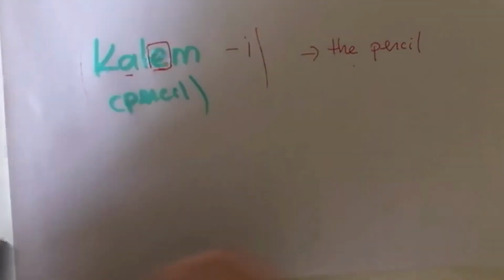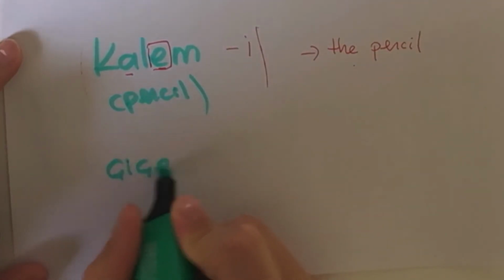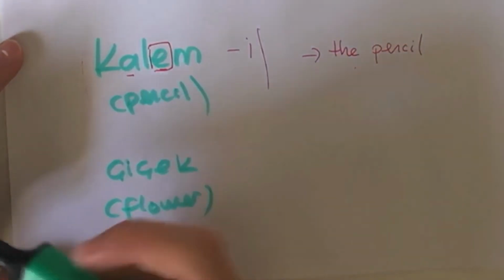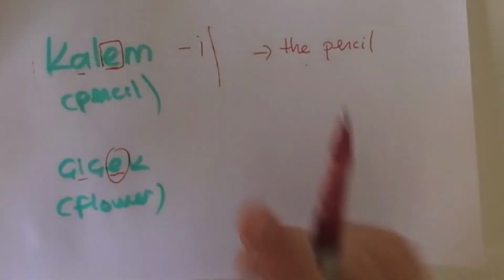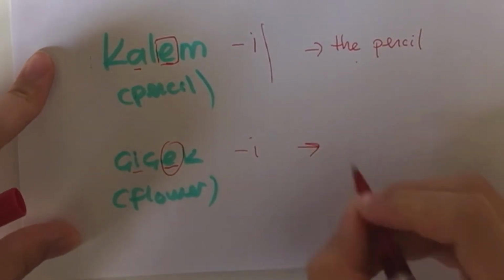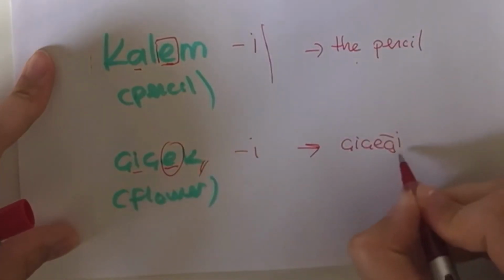Now I'm going to give an example that's a bit complicated, but don't worry. Çiçek. It means flower. So I check the final vowel. There are again two vowels and here is E. I go to E and I find an İ here. This is going to be confusing. So I put an İ here and it becomes çiçeği. Why? Why? We will learn about it, okay?